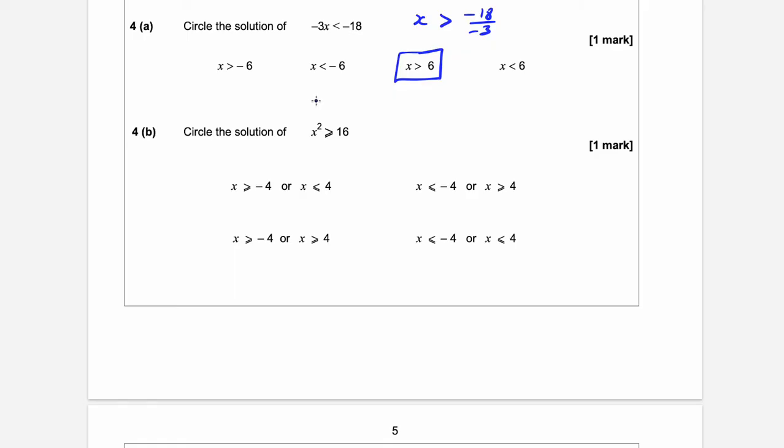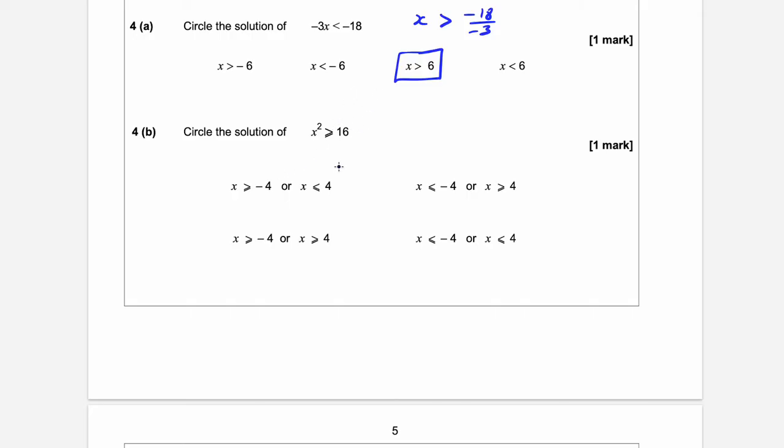Okay, circle the solution of this. Well, x squared has to be bigger than or equal to 16. Now, guys, in this case, you do have a calculator. So, well, let me just show you how it makes sense without the calculator. Let's think about it. If I put in a big number like 100, is 100 squared bigger than 16? Yes.